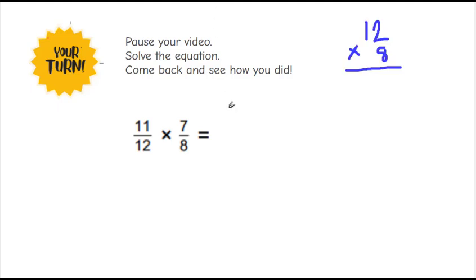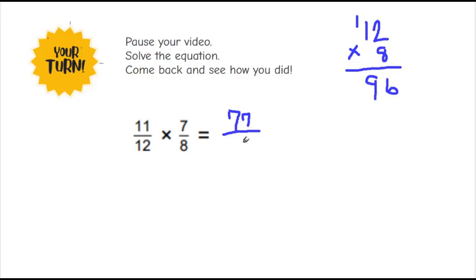11 times 7 is 77. Love the 11s. Just double the number, right? Now I have 12 times 8. If you don't know your 12s, come over here and just figure it out. 8 times 2 is 16. 8 times 1 is 8, plus 1 is 9.